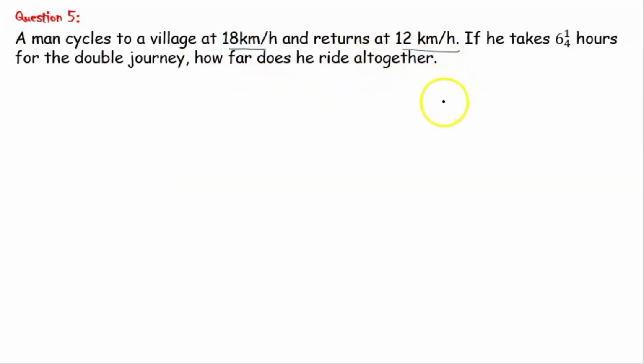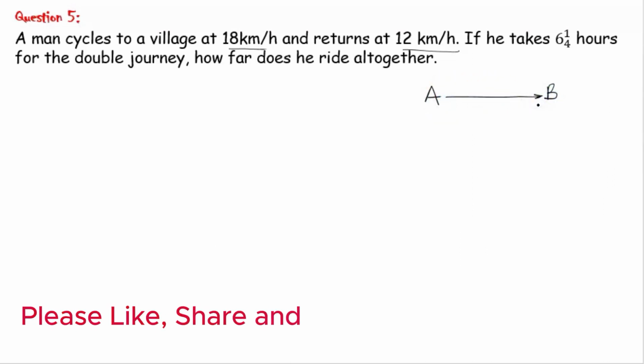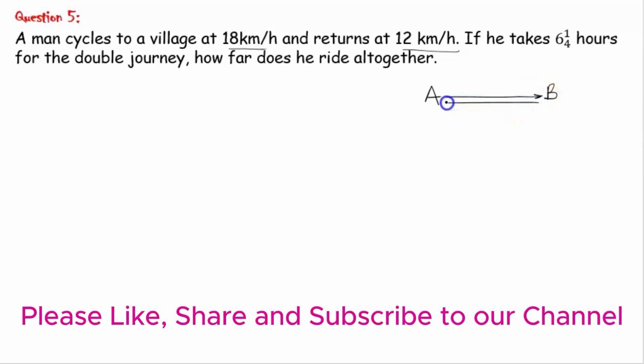All right, so let's assume the man actually cycles between point A and point B. So we can see this is a journey. He moves this way, and also he returns back to the starting point. All right, so one thing I want to establish here is that for the journey to and fro, the distance covered is the same. So the distance does not change. That's one thing I want us to note.